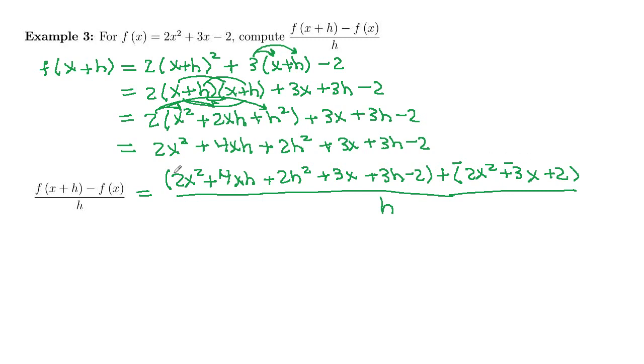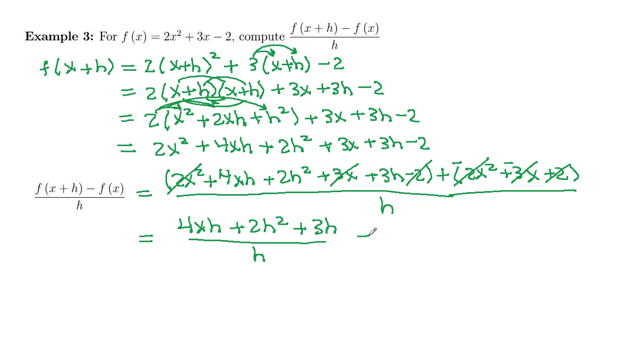So now notice I've got 2x squared and negative 2x squared, so these terms will cancel. Positive 3x, negative 3x, so those cancel. And then negative 2 and positive 2, so those cancel. So I am left with 4xh plus 2h squared and plus 3h all over h.